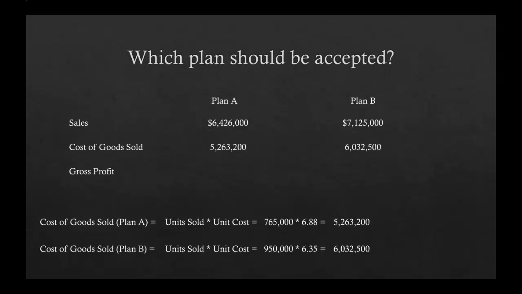So again, your sales minus your cost of goods sold gets you your gross profit. So we'll see that Plan A has a gross profit of $1,162,800, and Plan B has a gross profit of $1,092,500. So which plan should we accept? Well, we want the higher gross profit. That's the higher of the gross profits, so we are going to choose Plan A.